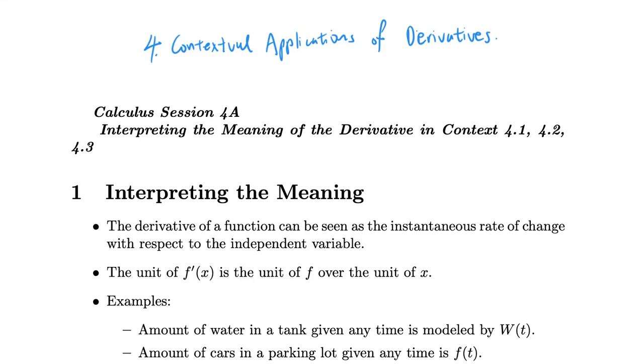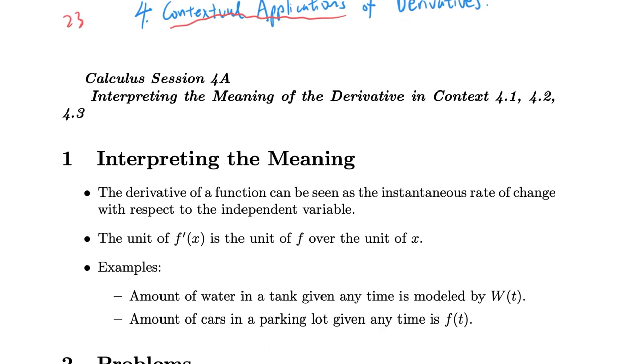Today we are moving on to chapter 4, which is all about contextual applications of derivatives. So in chapters 2 and 3, we've talked about what derivatives are, and now we're going to apply them in real life situations and solve problems. To start off, we have sections 4.1 through 4.3. These are about interpreting the meaning of the derivative in context.